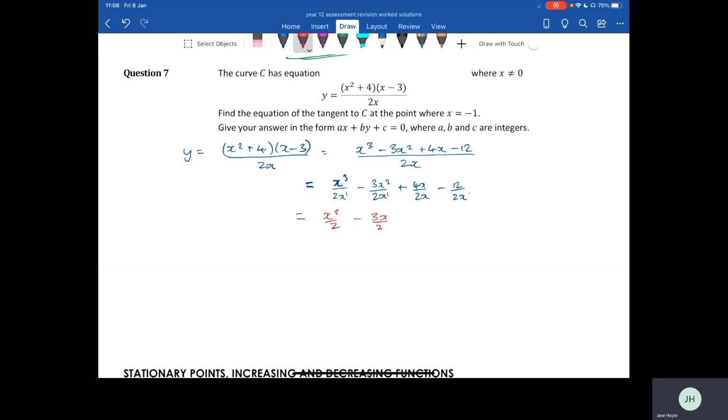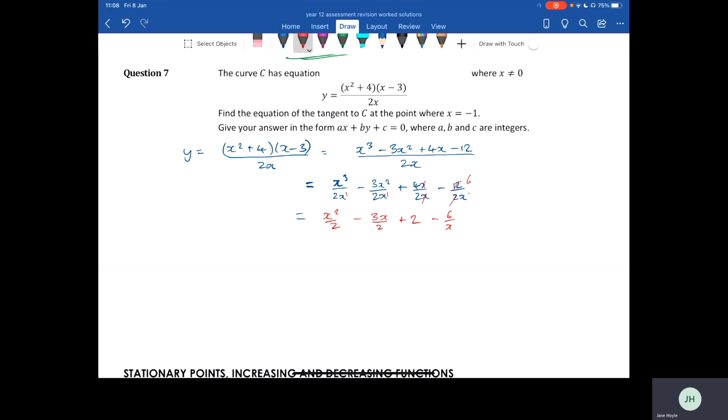That just gets me an x to the power of 1 on the top here. An x to the power of 1 and an x to the power of 1 cancel, and I'm left with 4 over 2, which is just 2. Here, that 12 over 2 gets me 6. So that last one is 6 over x.